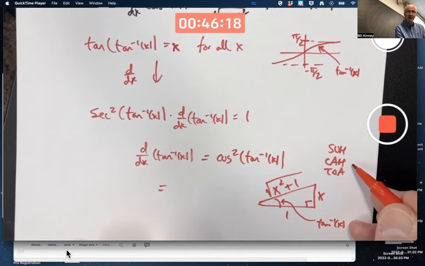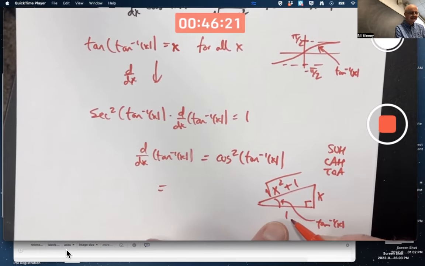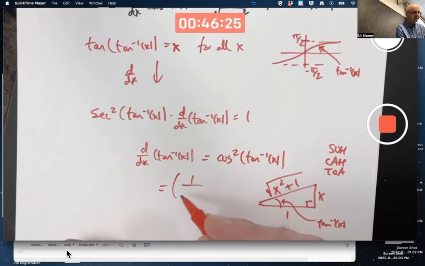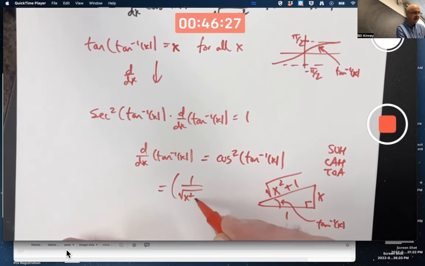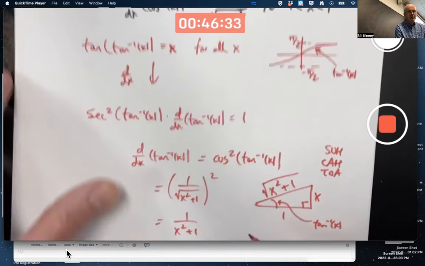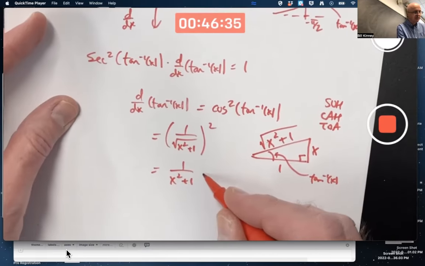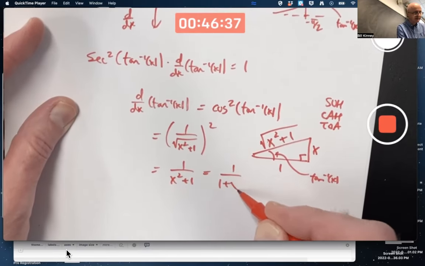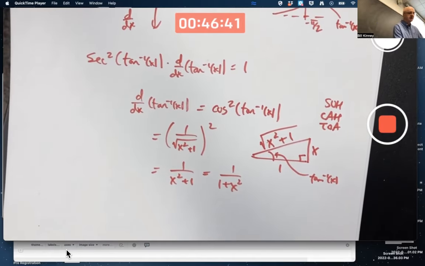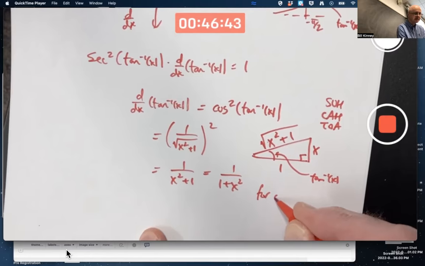Cosine is adjacent over hypotenuse. Adjacent side is this, 1. Hypotenuse is that. Square it, the square root goes away. There's the answer, which I actually more often write as 1 over 1 plus x squared. Either way is okay. And this turns out to be true for all x.